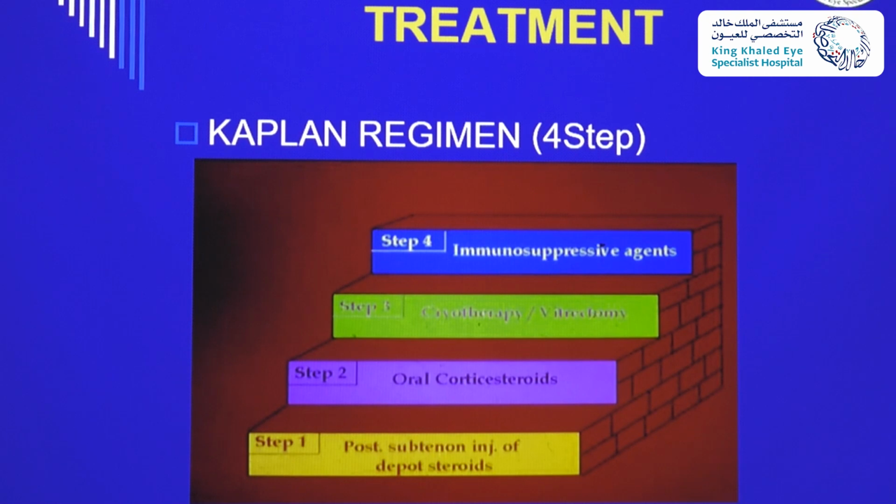In the past, we had what we call the Kaplan regime, which has already been modified and changed. It started with just local treatment in the form of subtenon injection of steroid, which escalated to oral steroid, then cryotherapy if there is peripheral ischemia or peripheral activity as I mentioned earlier, and then to immunosuppressive. And actually, this is not the way now.